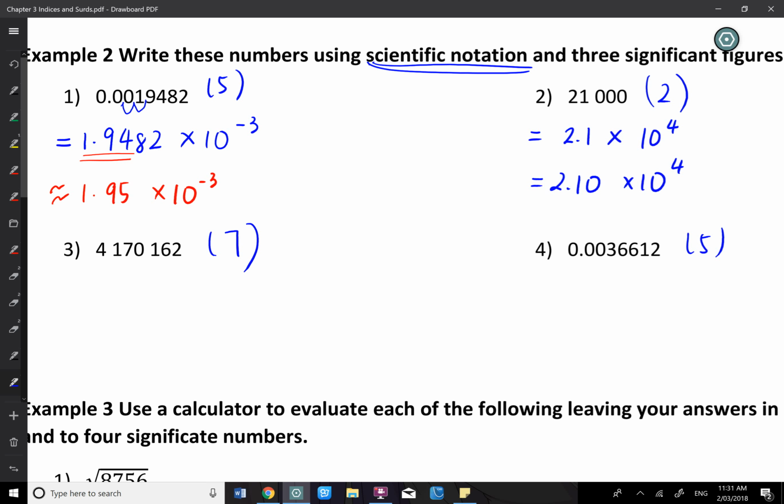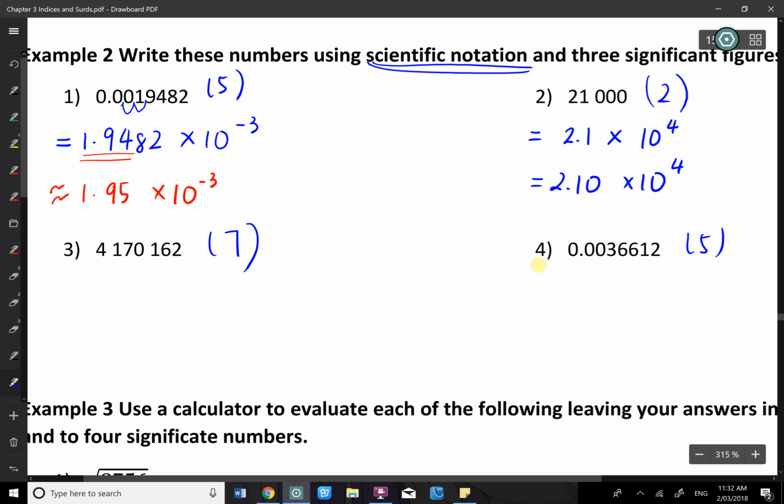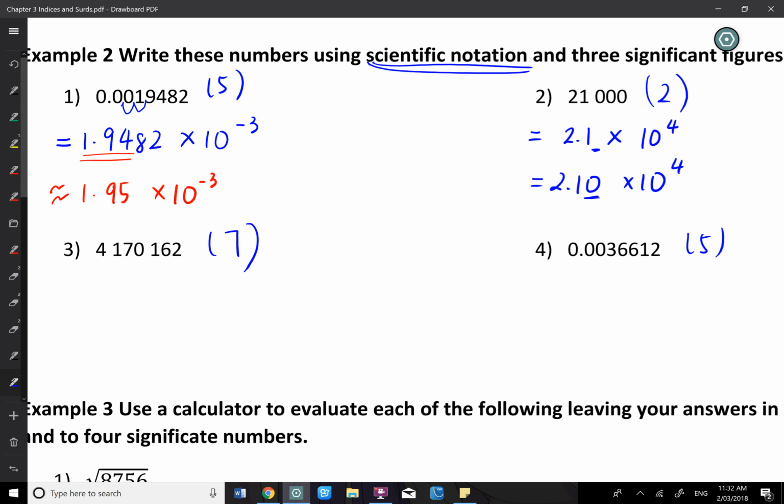Even though the size of the number won't change, I want 3 significant figures. Yes? 4. Adding a 0 is the same as not having a 0 here. You're not enlarging the number. You just keep it the same.